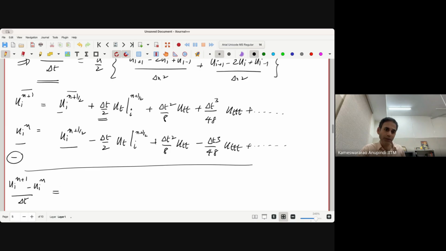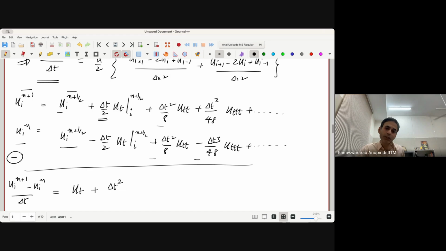So this is 2 halves, that will become 1. And then you are dividing with Δt. So Δt is gone. So we end up with just u_t. And again, the third term will get cancelled because this is plus, this is minus, or this is plus and plus. The fourth term will get added. So you're going to get Δt cubed, but then you're dividing by Δt.